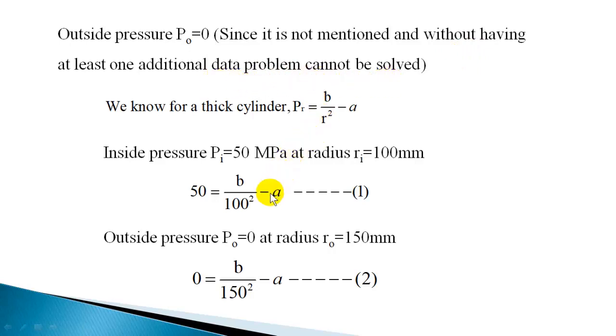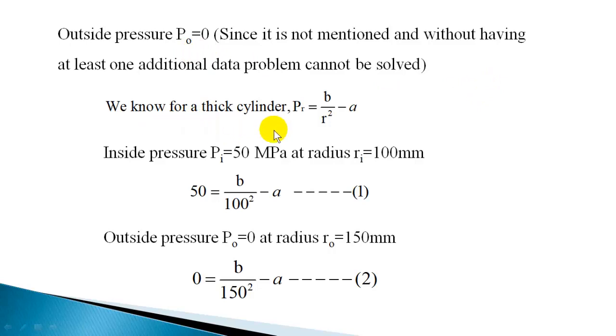So without that you will not get the two equations. Only if you get two equations, because when you use Lame's equation, we need to solve for the constants A and B. So to solve those constants, we need at least two pressures or one pressure and one Hoop stress value. So here only one pressure is given, Hoop stress is not given. So maximum or minimum Hoop stress should be mentioned. With only one pressure we cannot solve the problem. So let us assume that external pressure as 0.